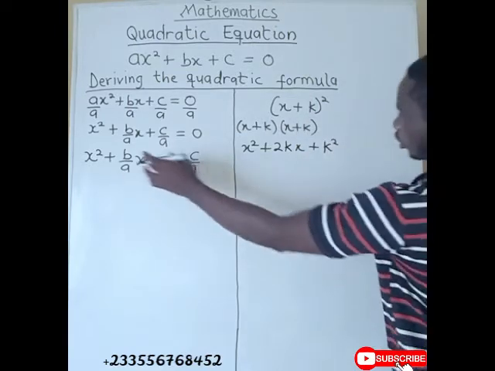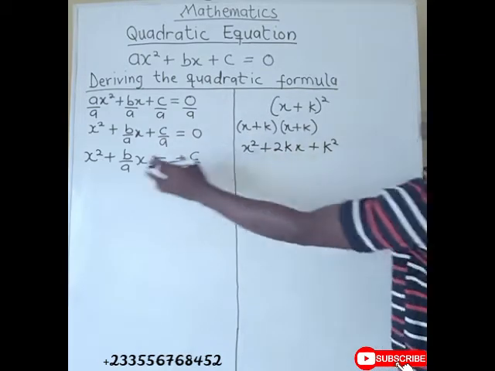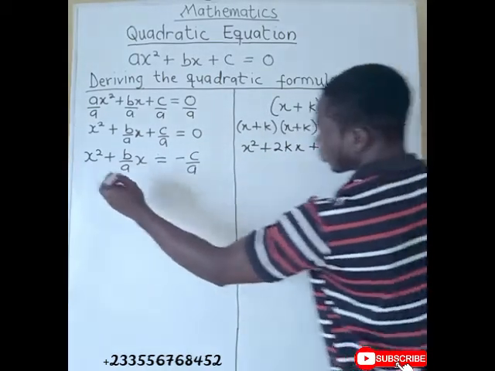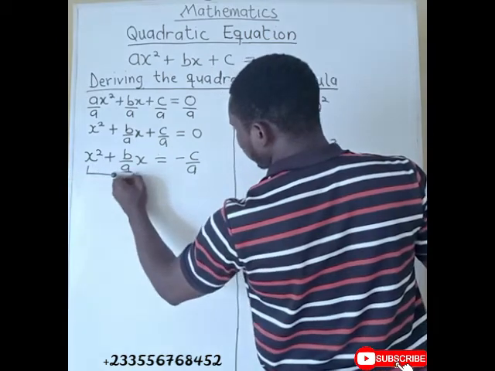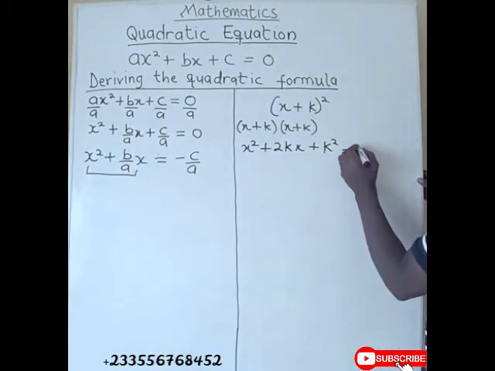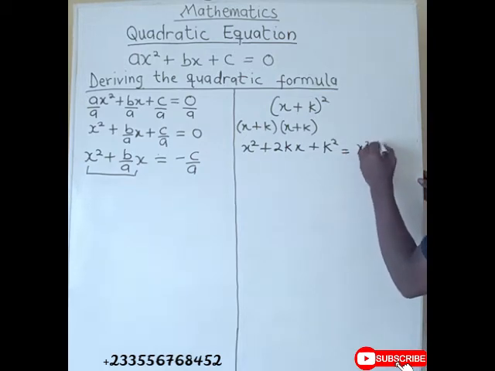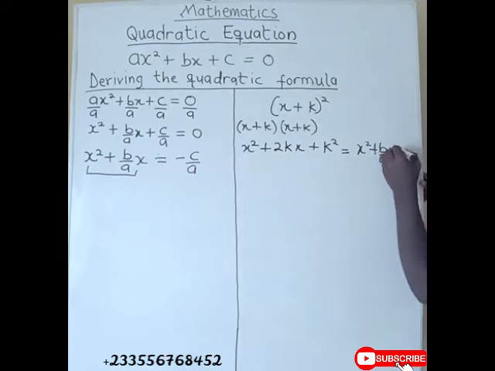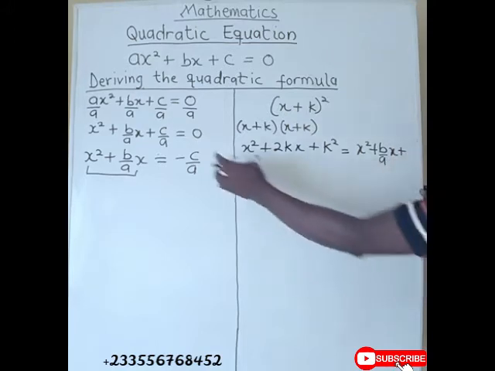So now I want to change this one to this form. So I will equate this part to this one, which is x squared plus b over a x plus c. We don't know the constant, so I can use a different letter like w so that it will not be confused with this c.